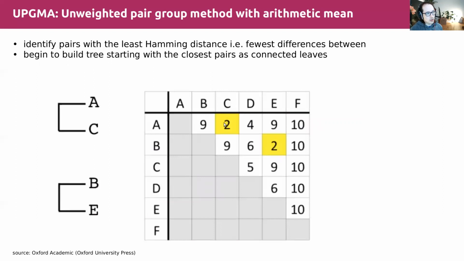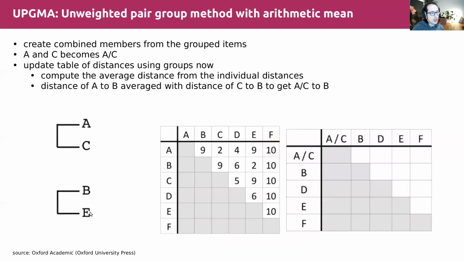And then to construct the tree, you begin by identifying the pairs with the fewest number of differences between them, the smallest Hamming distances. So this pair A and C here has only 2, and this pair B and E here has only 2. So these would form the first links in our tree, at the bottom of our tree. Then we would go through in the second phase and assemble a new table, which takes into account one of the groups that we've created.